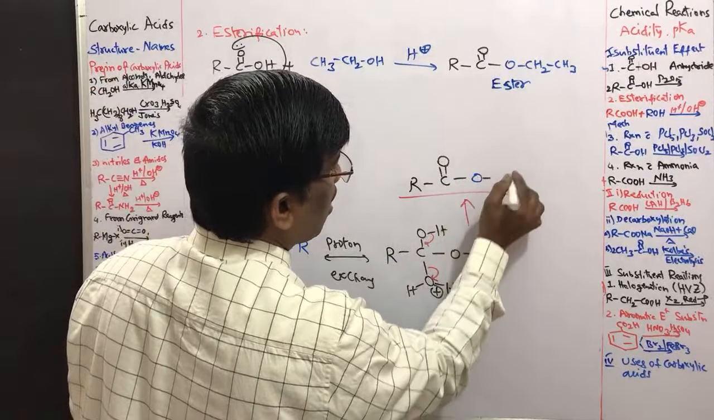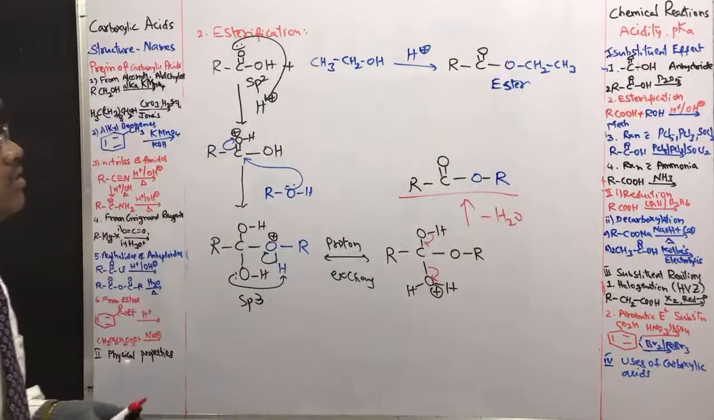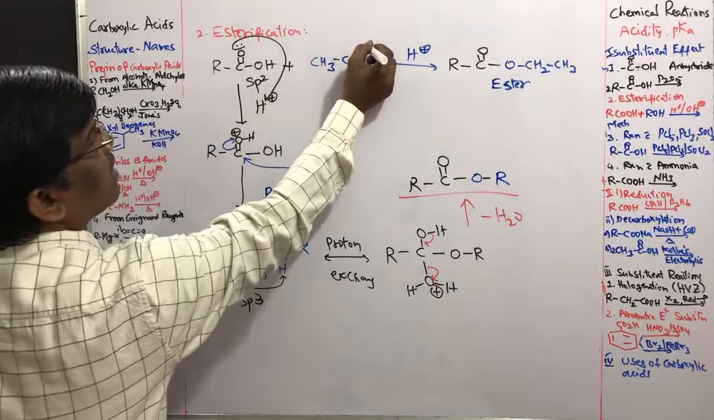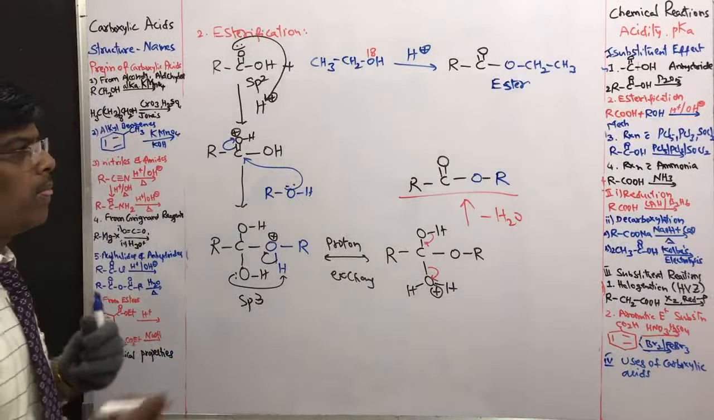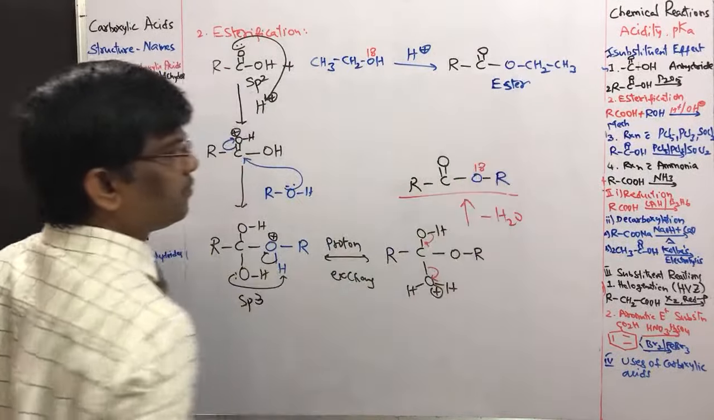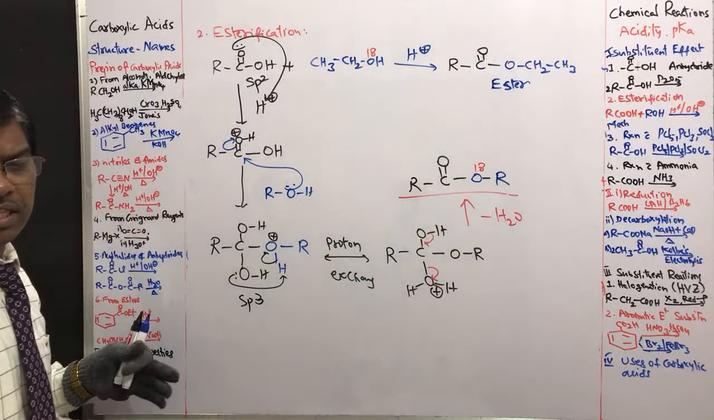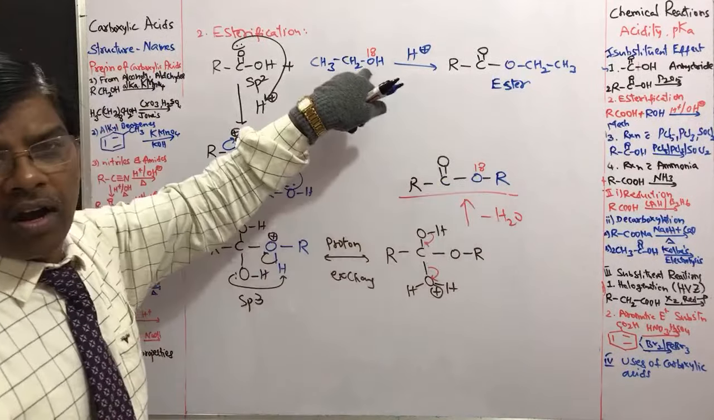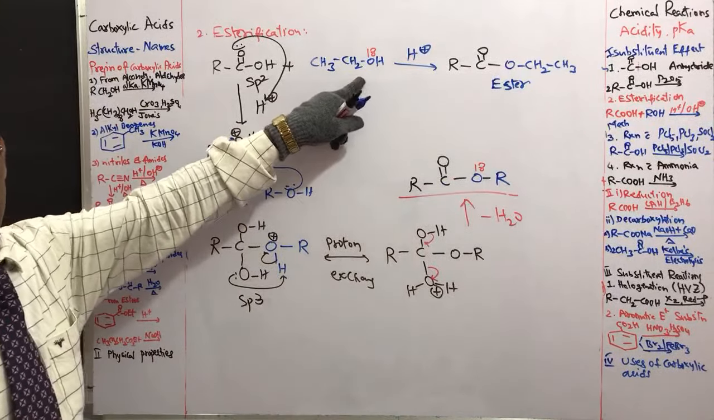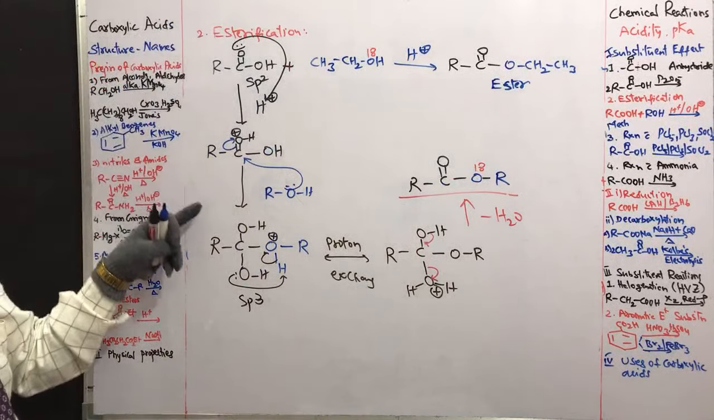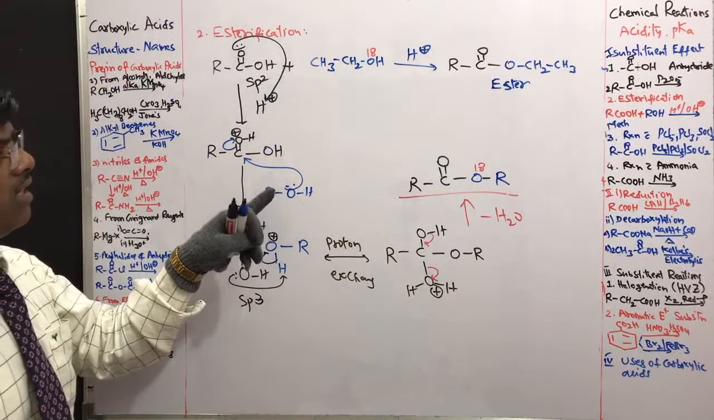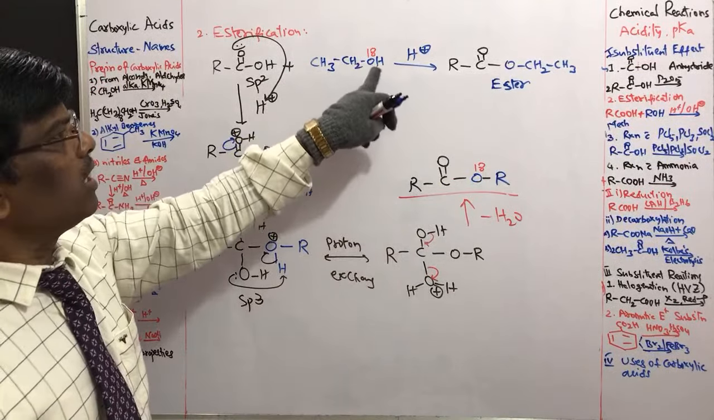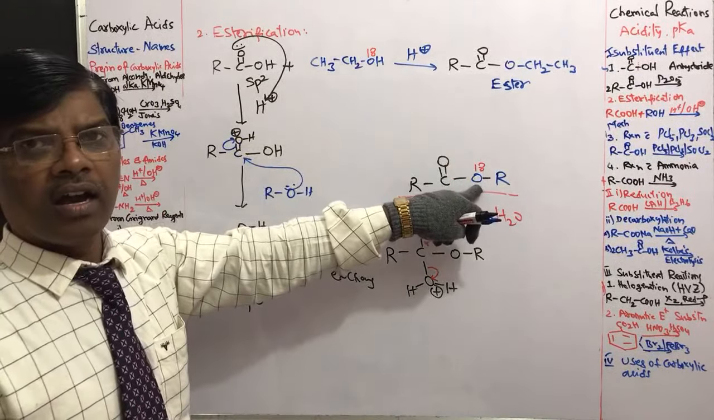So I can write the alcohol part. If it is labeled with oxygen isotope, then it will be here. So this is what you have to remember. This oxygen is coming from the alcohol part. Acid upon reaction with alcohol gives esters, and the oxygen part is coming from the alcohol part.